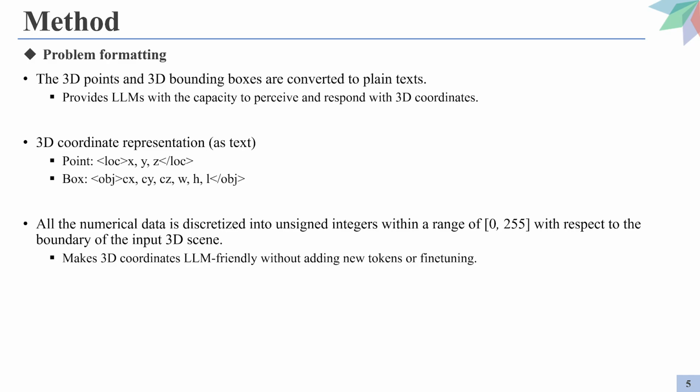To feed visual interactions into the LLM, the authors convert them into plain text. Points are expressed as XYZ coordinates using a LOC tag, while bounding boxes are described by their center point and size using an OBJ tag. Before passing this data into the LLM, all data points are quantized into discrete unsigned integers. This makes the 3D coordinates more LLM-friendly, allowing the model to handle them without having to learn new tokens for representing floating point numbers.